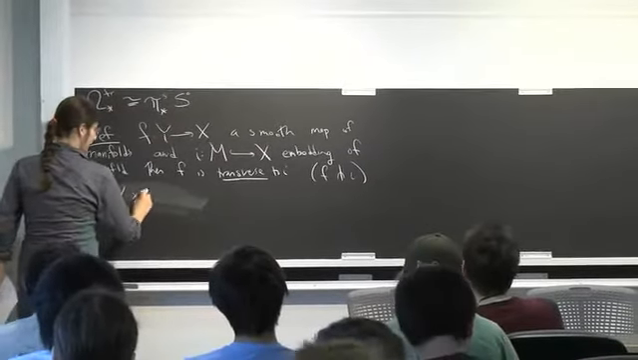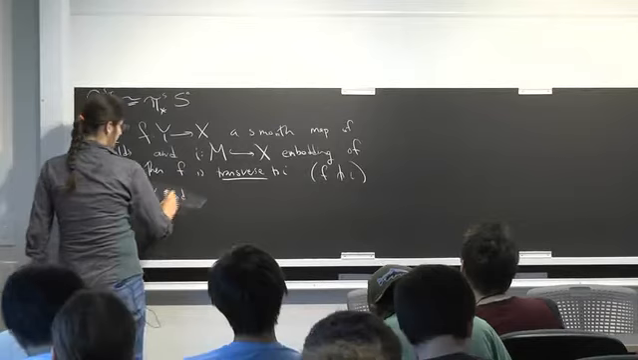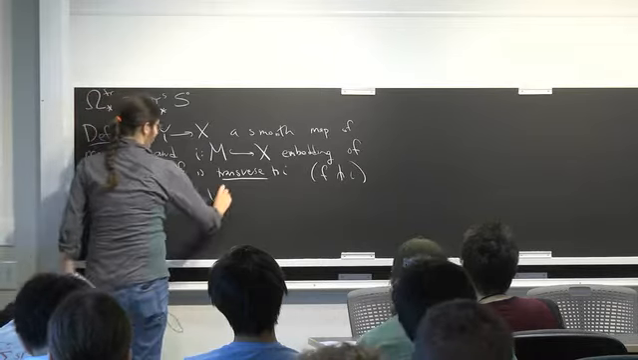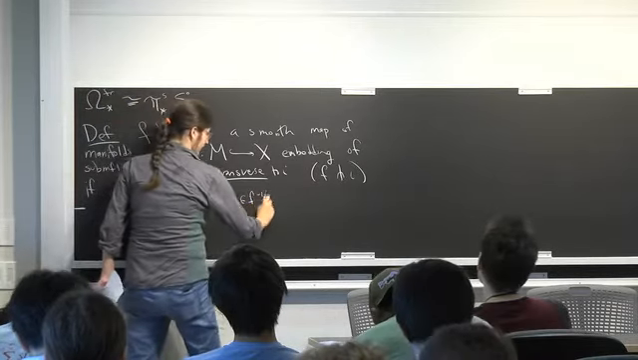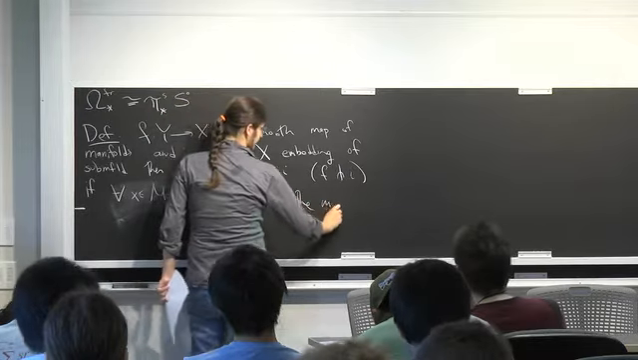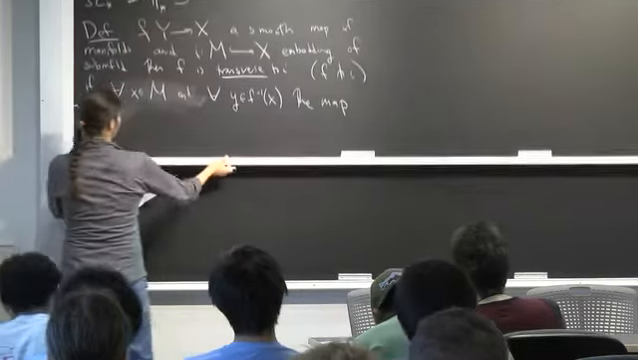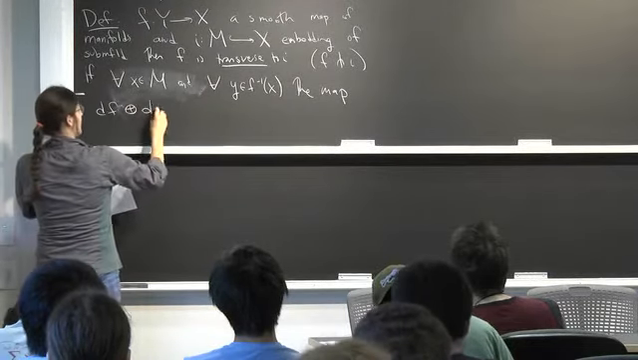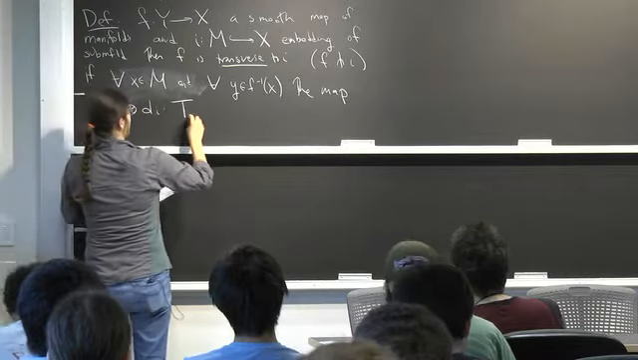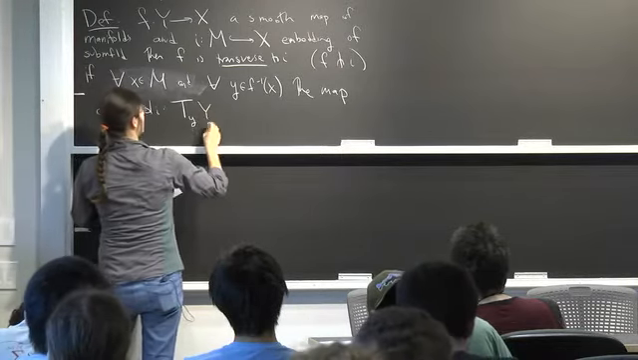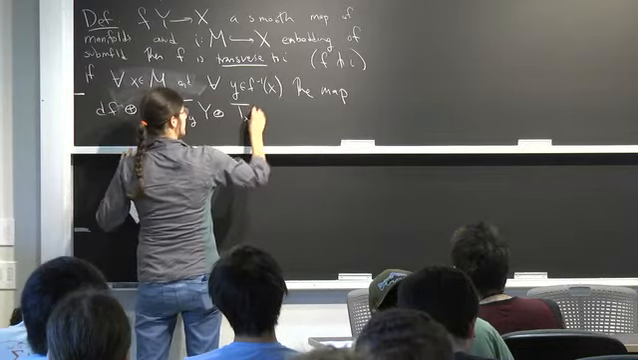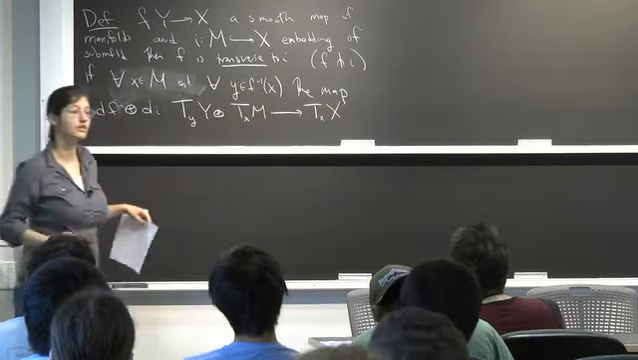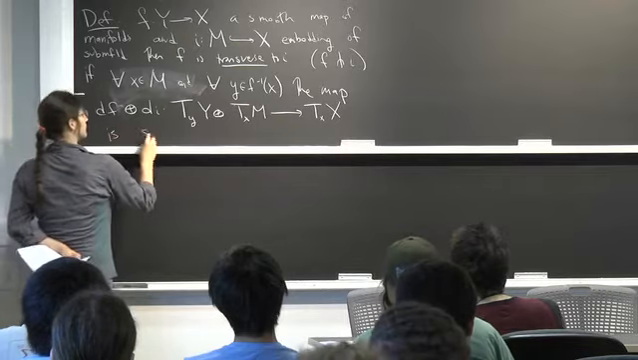So if for every point x, and for every point of M, and for every y in the preimage of x, the map, so we have df, and then we add di, and this is a map from the tangent space of y and the tangent space of M to the tangent space of x. And this map needs to be surjective.